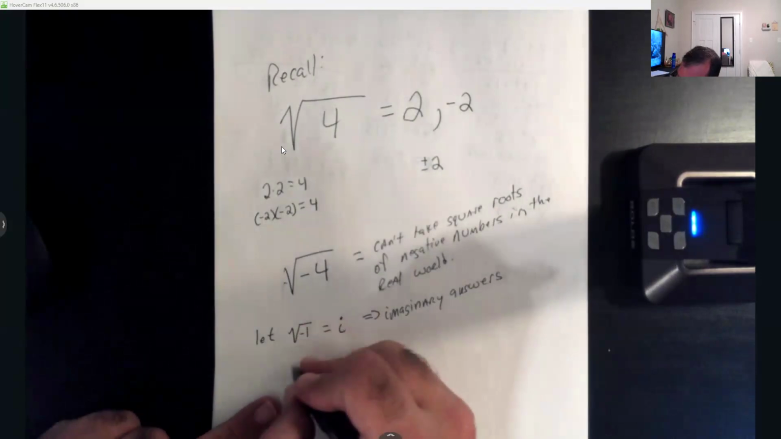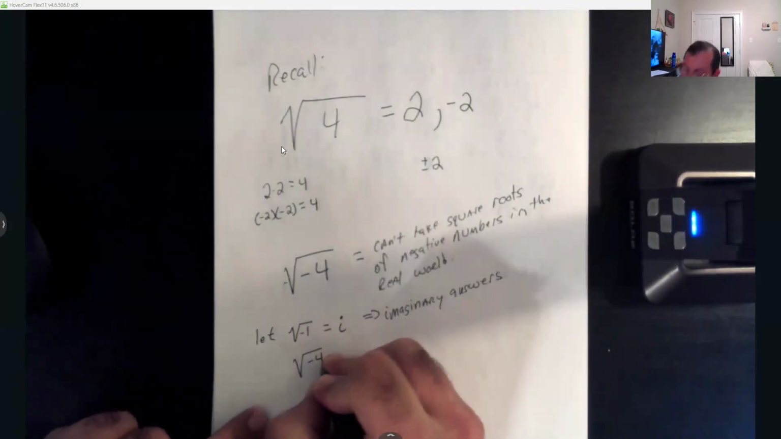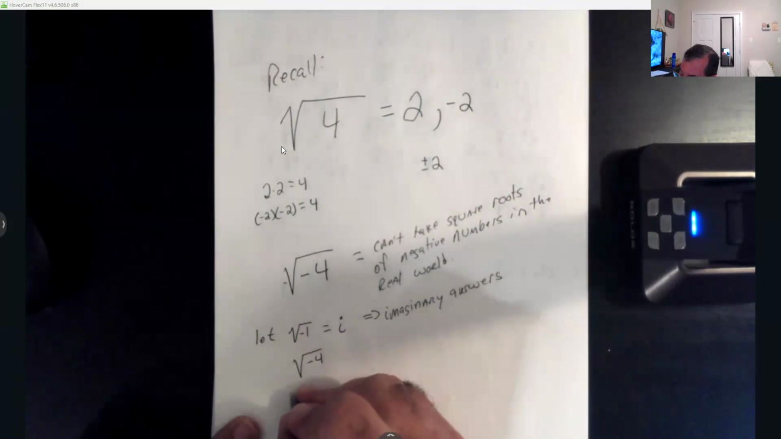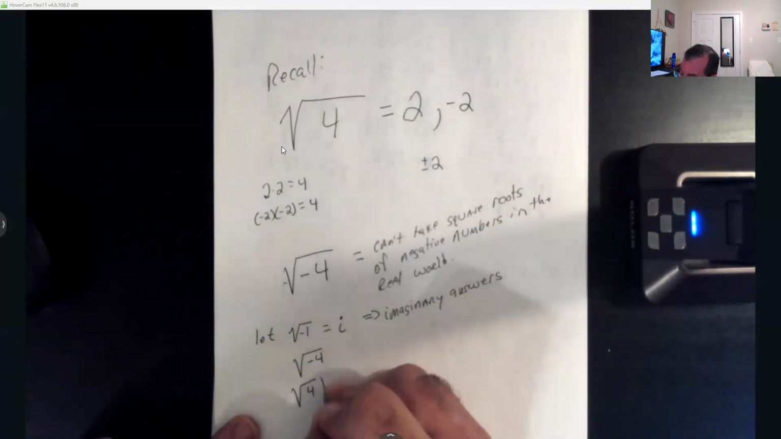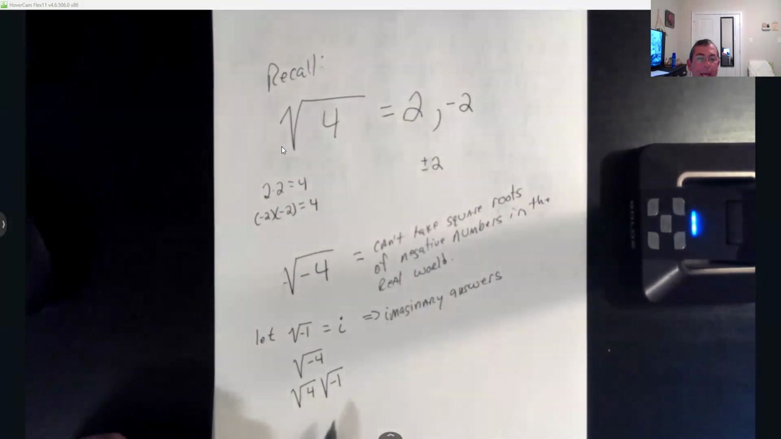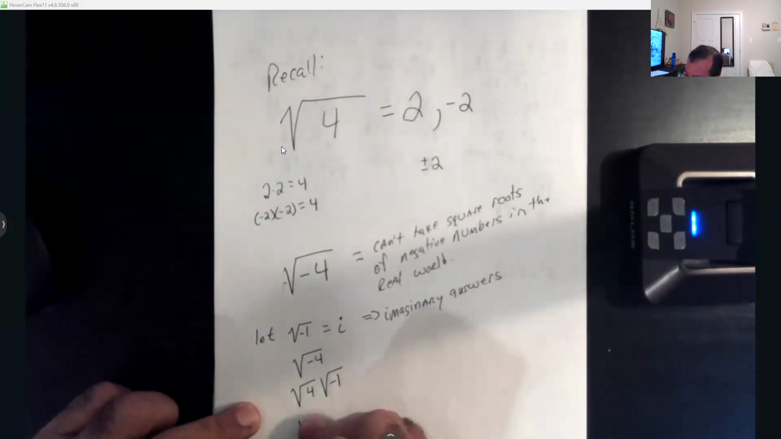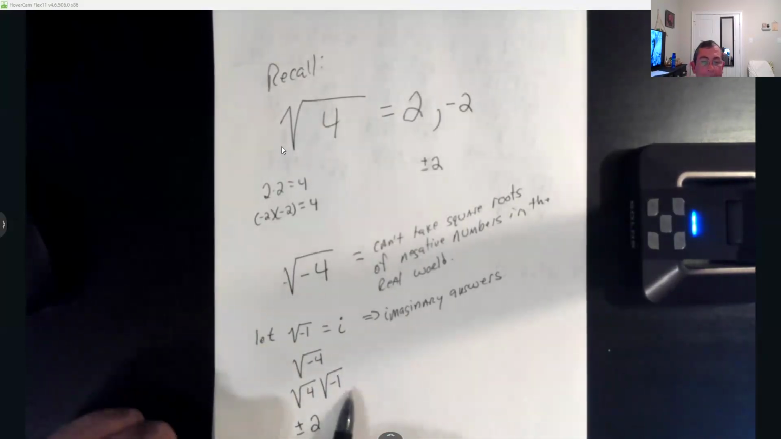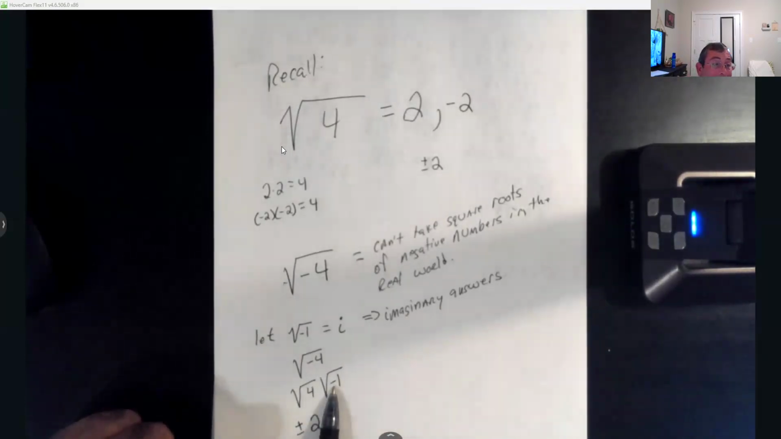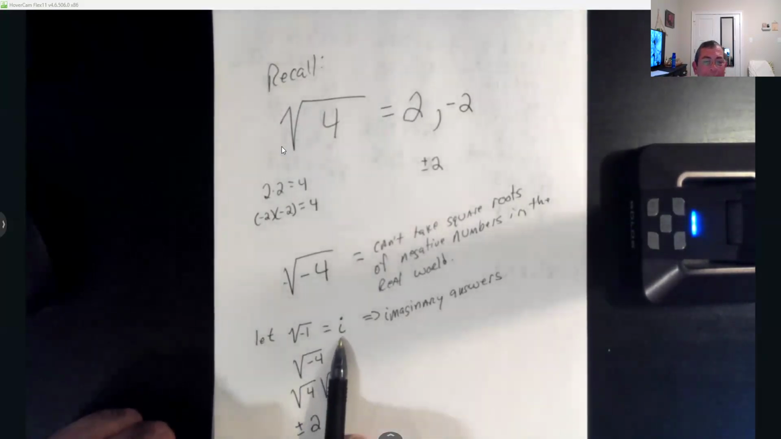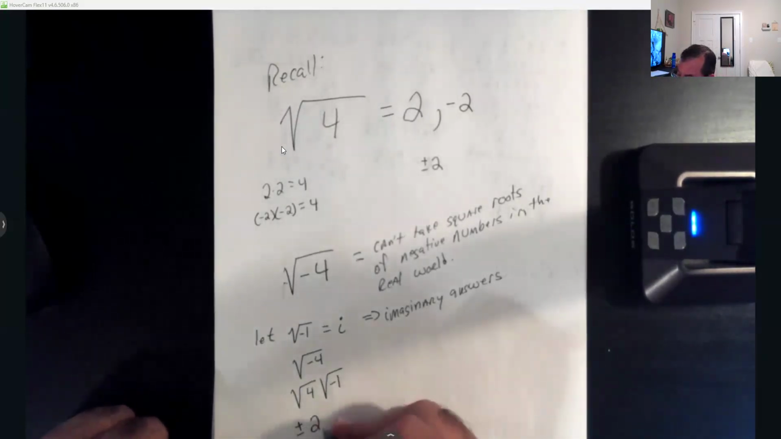So watch what they do now. This square root of -4, they make this a square root of 4 times a square root of -1. So they break it into a 4 times a -1. Because now, what's the square root of 4? Well, the square root of 4 is plus or minus 2. Now, I can't take the square root of -1, but guess what I'm going to replace it with? I'm going to replace it with that i.